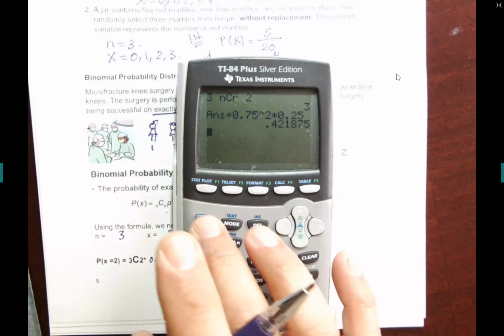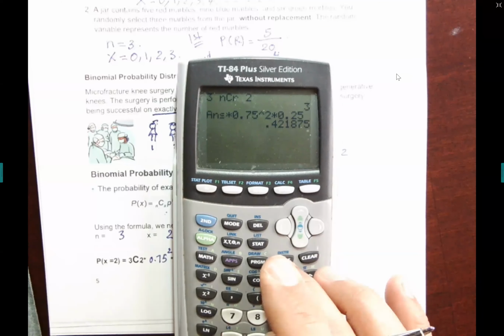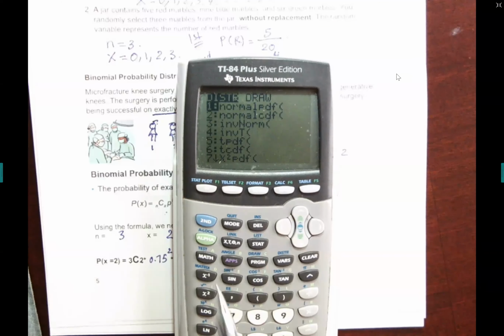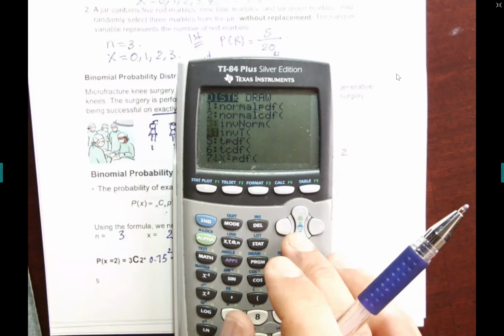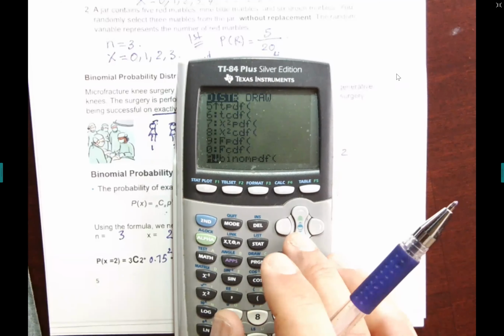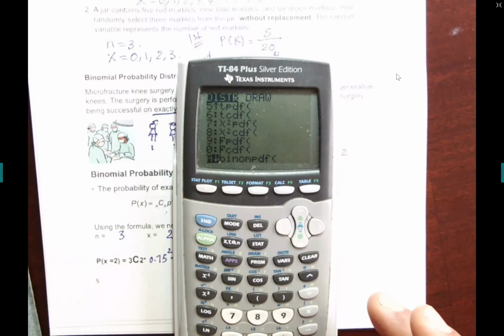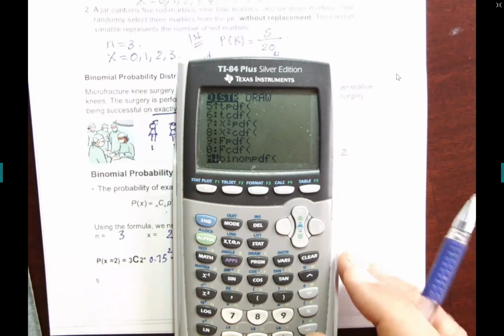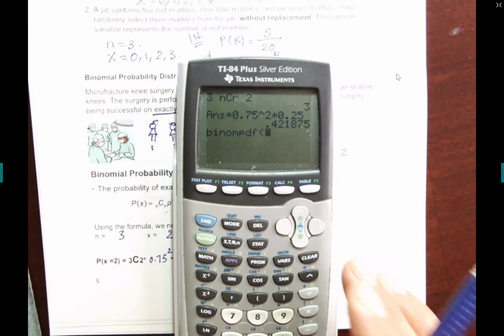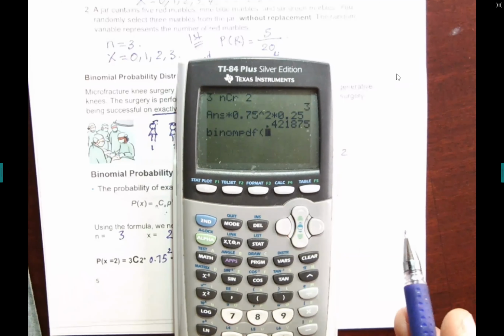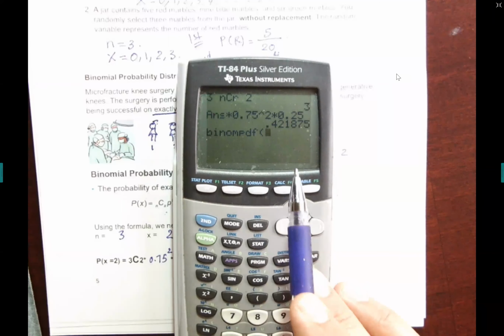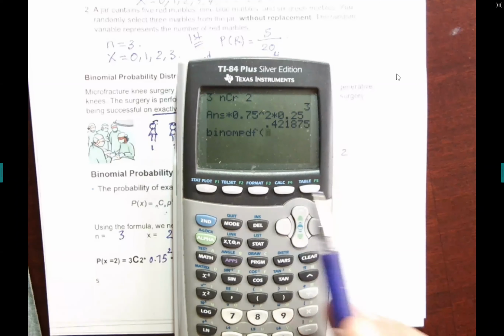You go to second and distribute. Second and distribute. Then you scroll down until you see binomial PDF. Binom means binomial PDF, probability density function. If you have the newer calculator, it's going to ask you to enter the value of trials n and then p and then x. Well, if you have this calculator, guys, you will have to enter them but separate them with a comma.